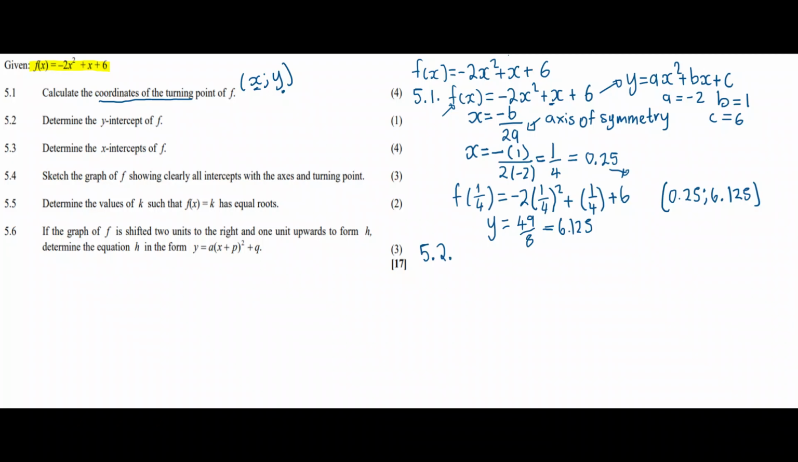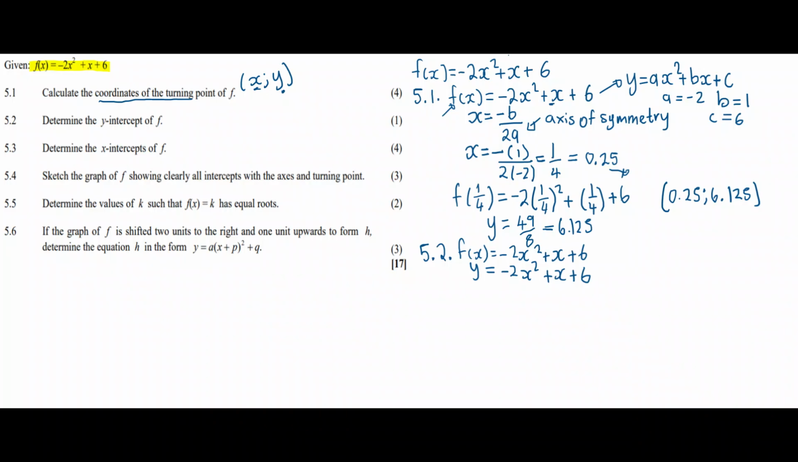Now determine the y-intercept of f. To determine the y-intercept, we will first copy down the equation of the function. So it's f of x equals minus 2x squared plus x plus 6. So the y value here is equal to minus 2x squared plus x. Remember, f of x is just the name given to the function.